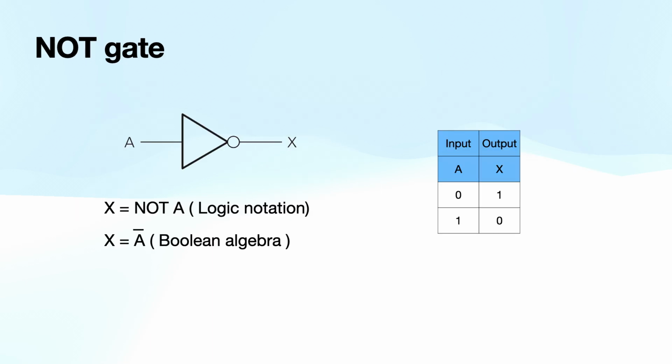A NOT gate, or inverter, is a basic logic gate with one input and one output. It reverses the input signal. If the input is high, 1, the output is low, 0, and vice versa. Its symbol is often a triangle with a small circle at the output. In digital circuits, NOT gates are used for signal inversion and are fundamental in logic design for various applications.